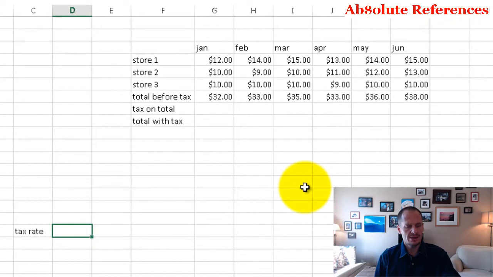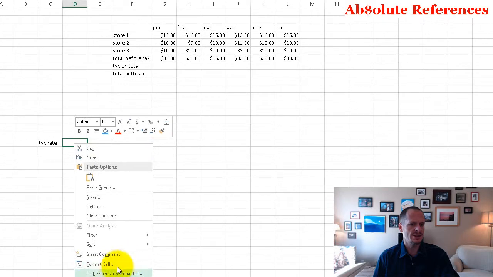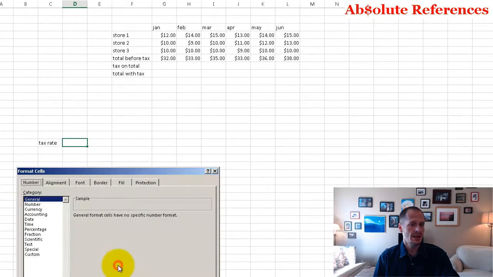So I could just enter the tax rate in one place and I can look real quickly and see, oh, this is the tax rate. And I want that to be a percentage. So I'm going to right click that cell and choose Format Cells, and I'm going to choose percentage, 2 decimal places. And I'm going to hit OK.